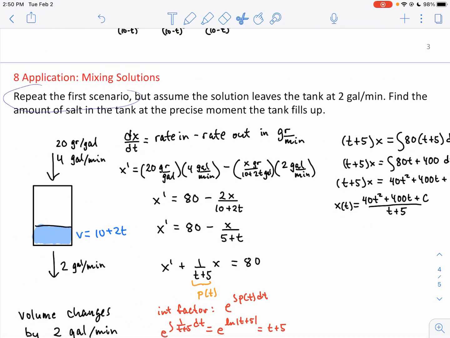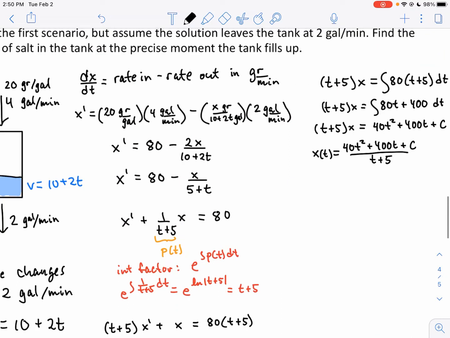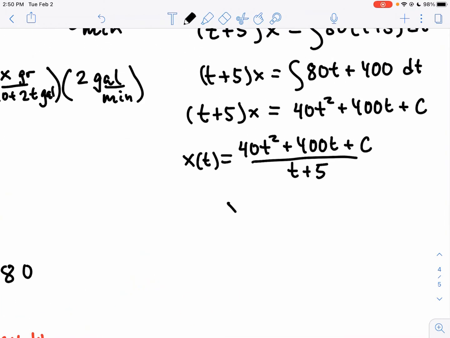Now we're repeating the first scenario, and in the first scenario, the initial concentration was pure water. So the amount of salt at time 0 was also 0. So we had x of 0 is equal to 0 again. So plug in 0 for the function. At the same time, we change all the t's to 0. So I get c up top and 5 on the bottom.